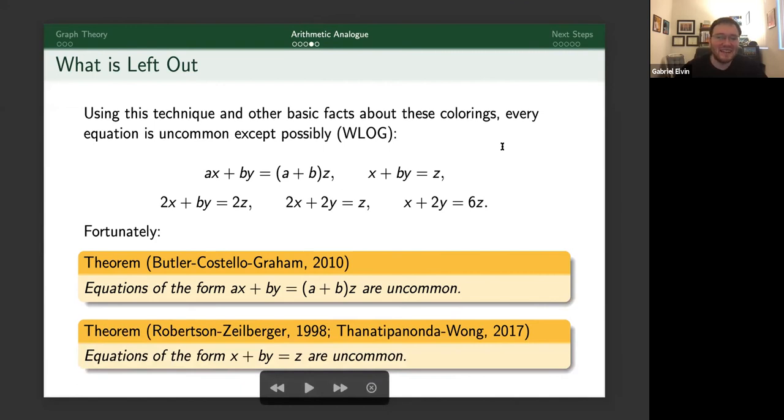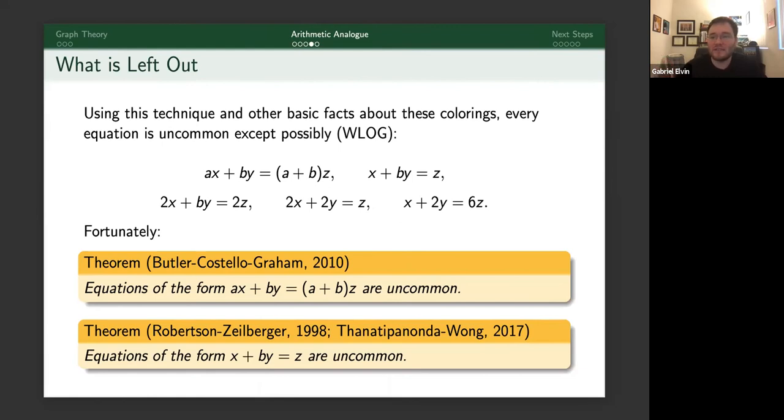So in 2010, Butler, Costello, and Graham showed that equations of this form, ax plus by equals a plus b times z, are uncommon. So that takes care of that first set of equations. And then Robertson and Zeilberger in 1998, and Thanati, Pananda, and Wang in 2017 gave us this result. I combined their two results. Equations of the form x plus by equals z are uncommon. I'm combining them just by saying, when b equals 1, that was Robertson and Zeilberger, and when b is greater than 1, that was Thanati, Pananda, and Wang.